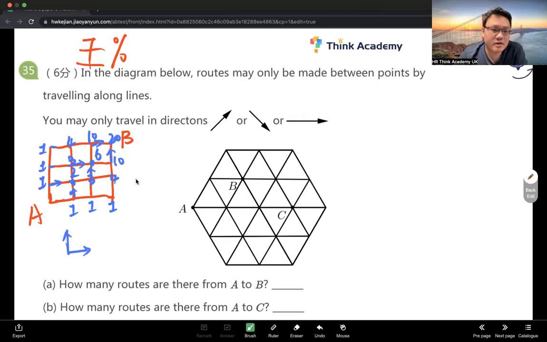Are we good about this question? And then when you have these hexagon ones, that will be exactly the same thing, but you need to be really careful when you solve that.